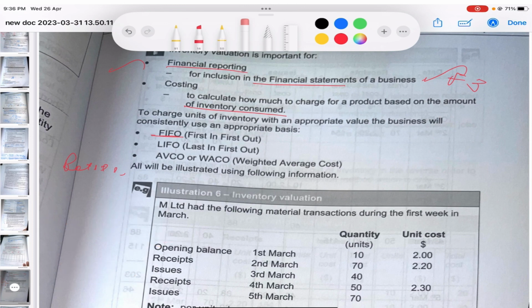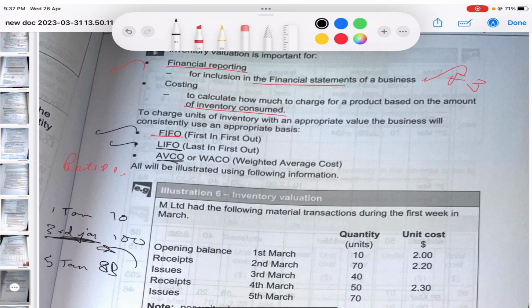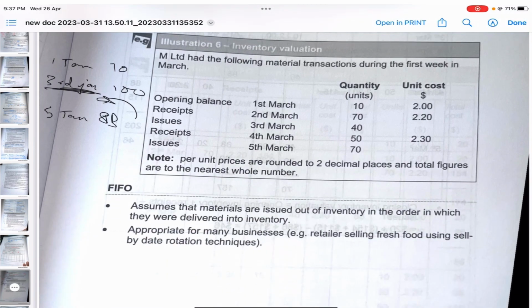Now what is last in first out? Last in first out is just the opposite. The same example: 1st Jan 10 bottles, 3rd Jan 100 bottles, and on 5th Jan I get an order for 8 bottles. So I will subtract it from 3rd Jan. Whatever inventory came in last, I am going to let those items go out first. So that is the second method. And then we have AVCO or WAVCO. AVCO is basically the average costing method, and W is the weighted average costing method.